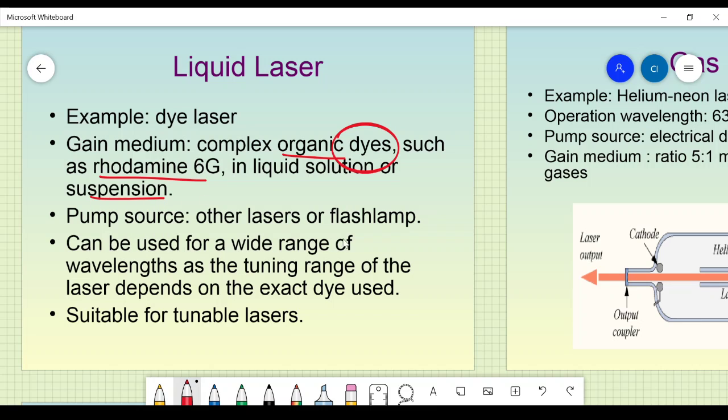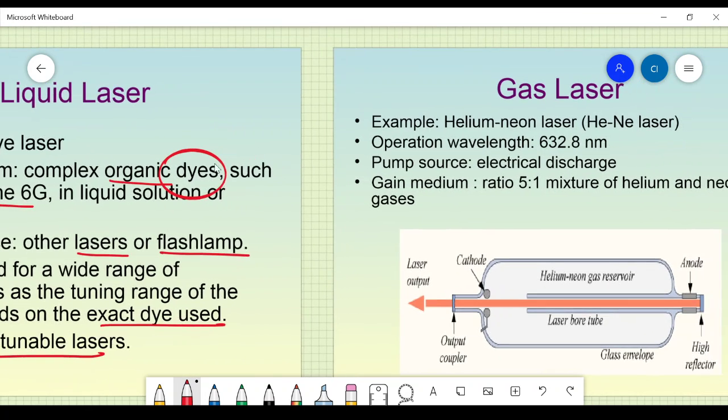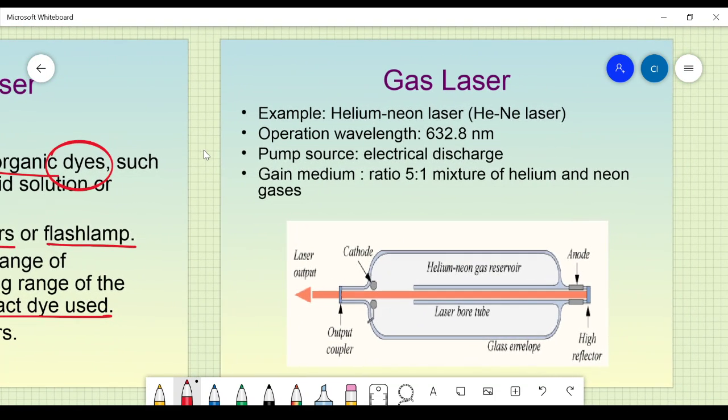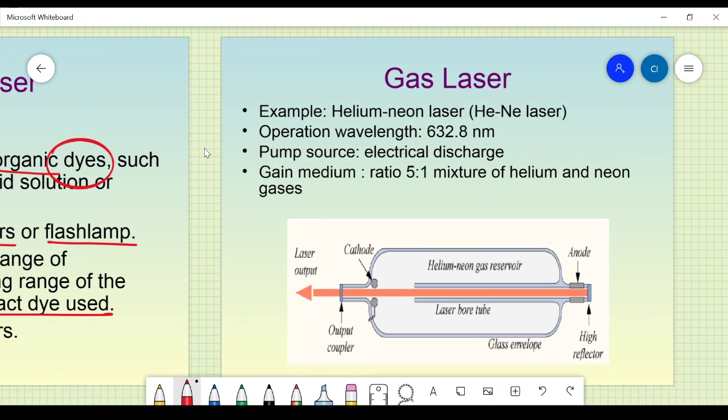Pump source is another laser. Other lasers or a flash lamp can be used. It covers a wide range of wavelengths, and the tuning range depends on the exact dye used. Suitable for tunable lasers. Tunable lasers means you can change the laser wavelength from blue to red. If you see the movie Return of the Jedi from Star Wars, the blue wavelength will be used and red wavelength will also be used for fighting.